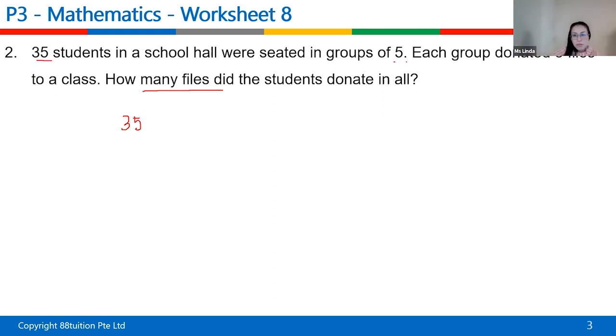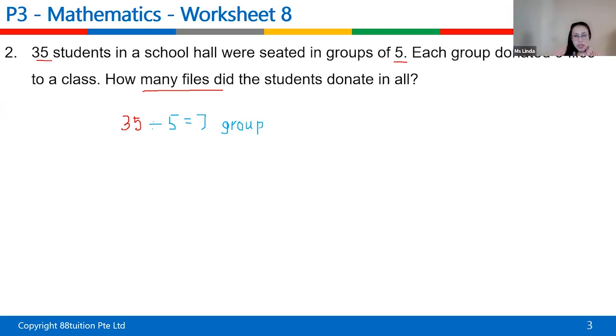What is the answer? I hate using red. 7. Very good. Sorry, I don't like using red, so I'm going to change color. 35 divided by 5 gives me 7. But then there are 7 groups. Each group has got how many? 5, right? Yeah, they donated 5 files.